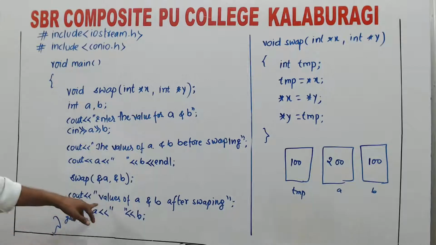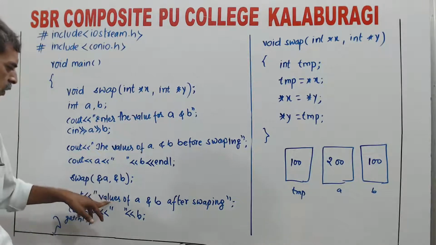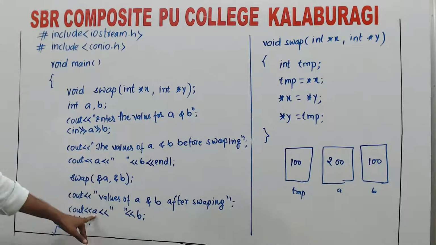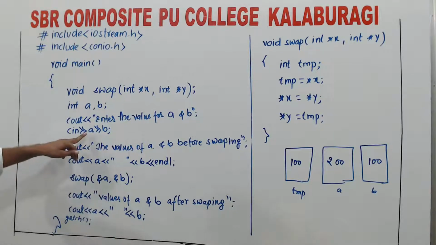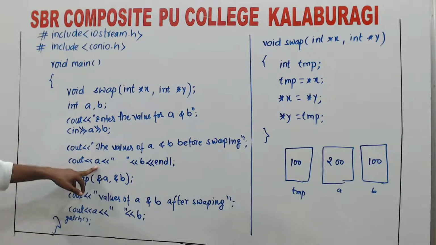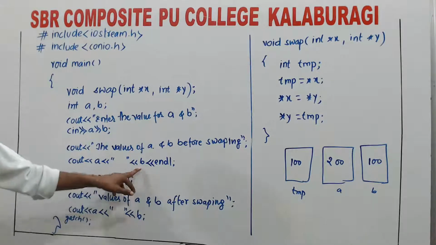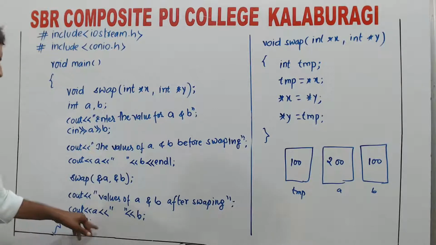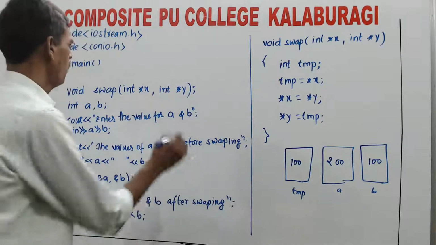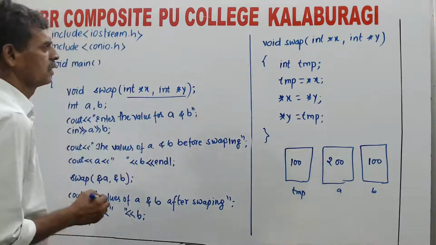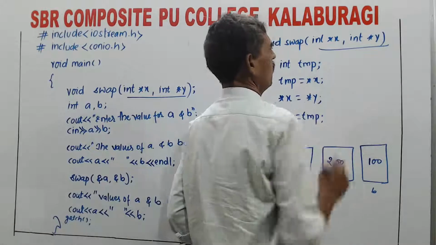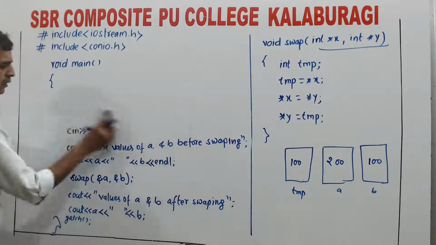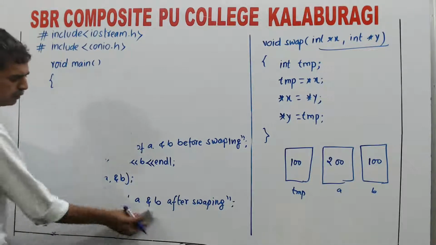So then it will be displayed. Before swapping, the value of A is 100 and the value of B is 200. After swapping, the value of A is 200 and the value of B is 100. This is how pointers are used in functions. Pointers are used as arguments, and by passing pointers, swapping is done. This is a simple swapping program.